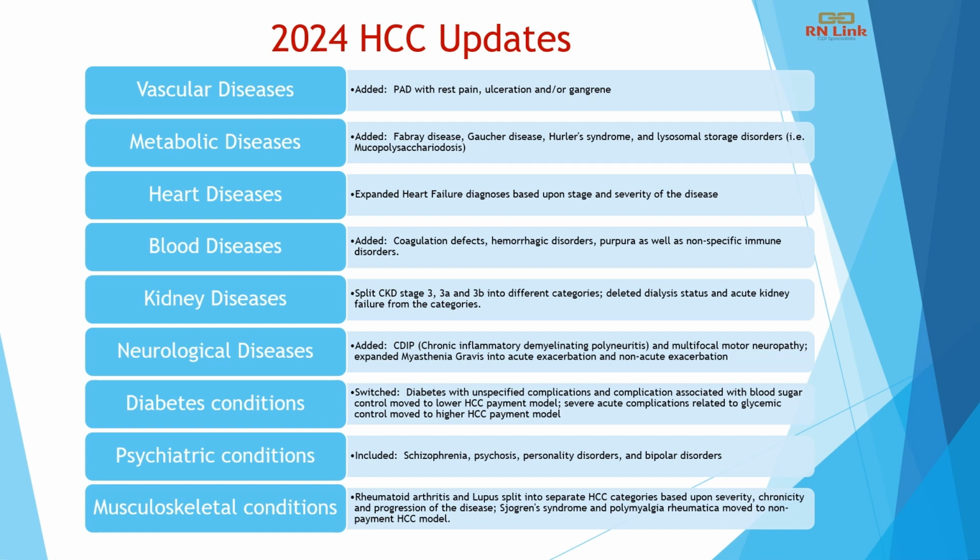Psychiatric conditions. Included schizophrenia, psychosis, personality disorders, and bipolar disorders. Musculoskeletal conditions. Rheumatoid arthritis and lupus split into separate HCC categories based upon severity, chronicity, and progression of the disease. Sjogren's syndrome and polymyalgia rheumatica moved to non-payment HCC model.